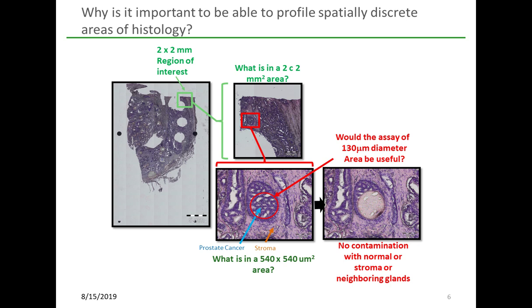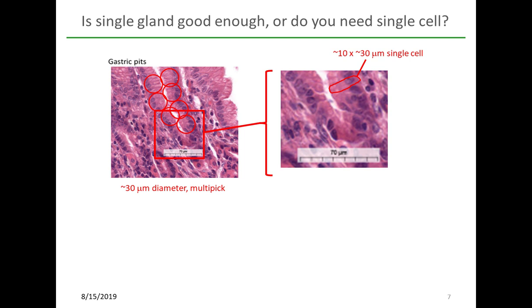And in this particular method, with Tempo-Seq, it actually leaves a visual mark of where you profiled from. And so you can see that there's no contamination of the surrounding stroma with that gland. So one can go on and look at a lot of different types of tissues just to get an appreciation of what one is talking about. Is a single gland good enough, or do you need to go down to single cell resolution?